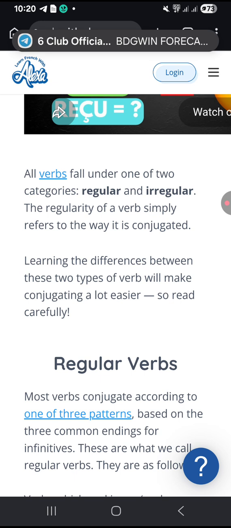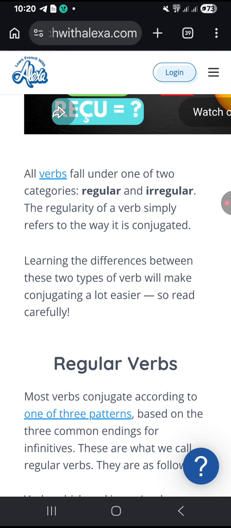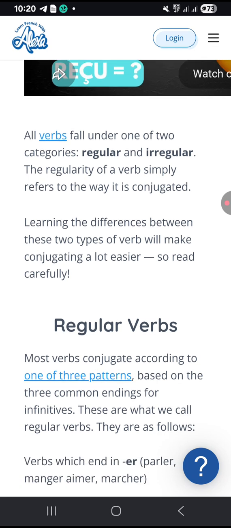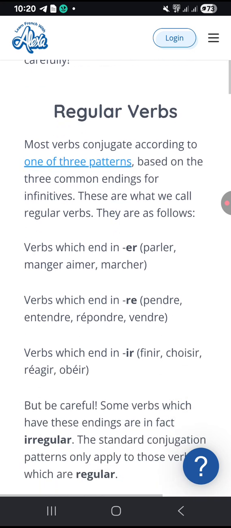Okay, so we were discussing regular and irregular verbs in the French language. Now, exactly why are some of the verbs put in regular and some in irregular? What is the difference? Let's understand. All the verbs in French are put in two categories: one is regular and the other one is irregular.